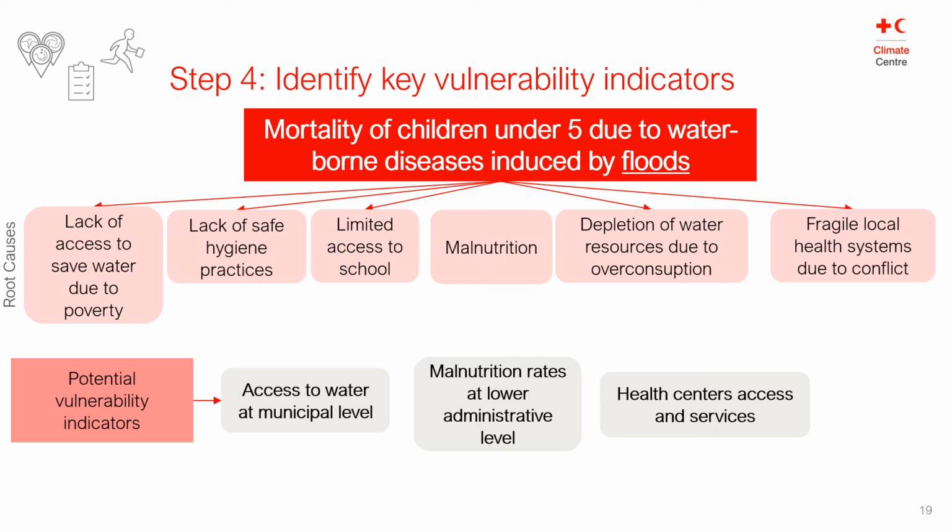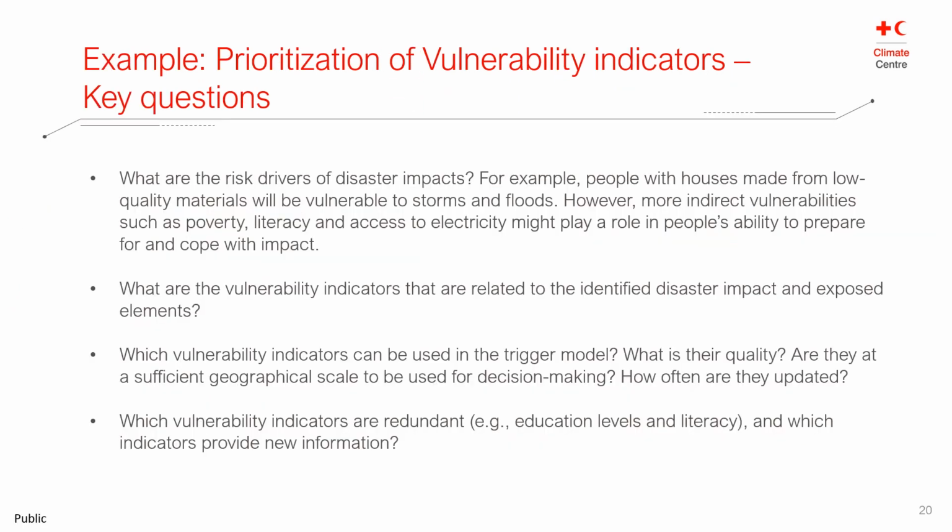So when you combine all the different indicators and you monitor them, that could be one of the key elements for your triggering system, in combination with forecast information. So these are some key questions that we recommend you always look at when you are starting your system. So let's look at the risk drivers of disaster impacts. Like, what is the reason why the disaster is happening? What are all these underlying roots of impacts?